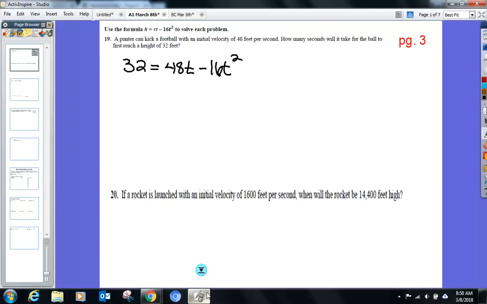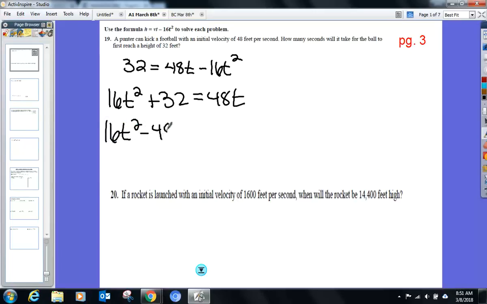All right. Move the 16t squared over by adding. So I'll have 16t squared plus 32 equals 48t. And now, how can I move the 48t over? So 48t over. Please write it in the right order. Write it in the right order. 16t squared minus 48t plus 32 equals 0.